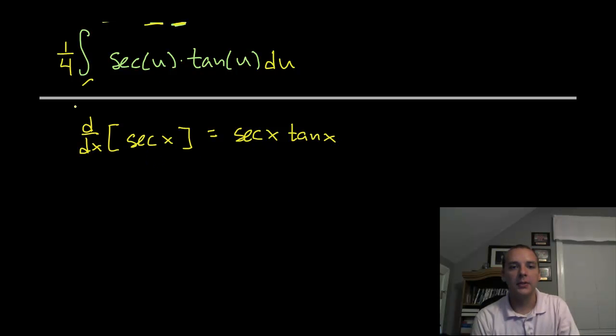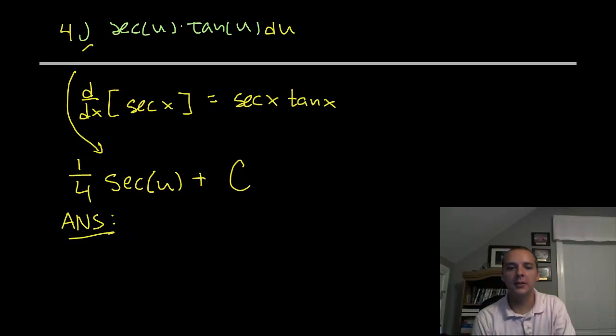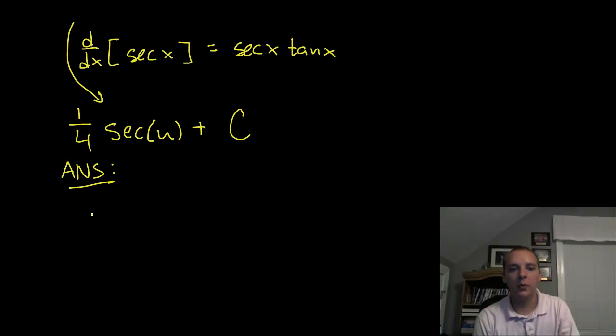So this integral right here would be 1/4 secant of u plus c. And I know that's correct because if you take this guy's derivative, the derivative for secant, you would get secant tangent. So this is correct. And so for our final answer, we would simply just need to take this u out and write whatever it was back in terms of theta.